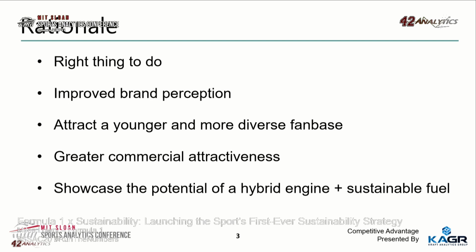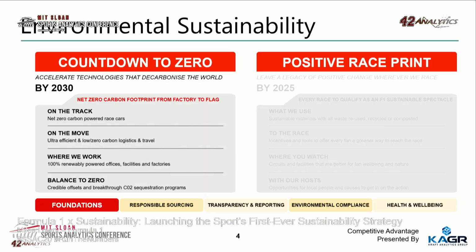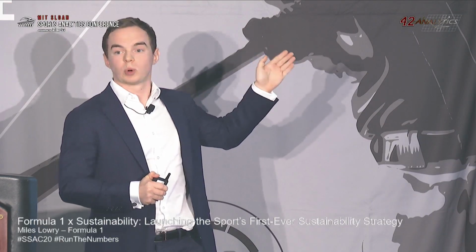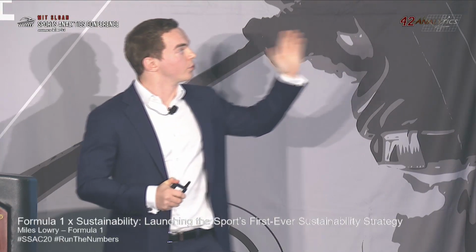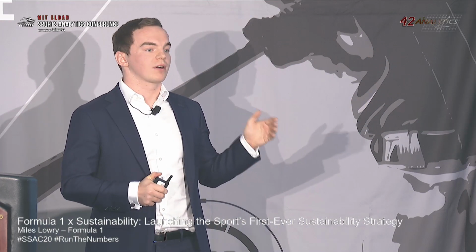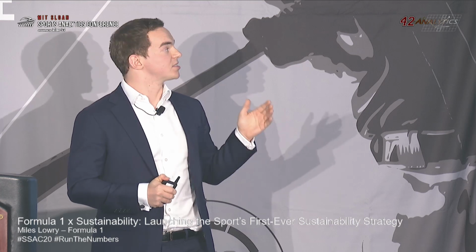So this is all nice, but what does this actually mean, and what is actually our strategy? So this is a summary of our environmental sustainability strategy. As you can see, we've got two key pillars. On the left-hand side, we've got Countdown to Zero, our goal to be a net carbon neutral sport by 2030. And on the right-hand side, Positive Race Print. And what we mean by that is for all of our events, not just our races, to be sustainable events by 2025.